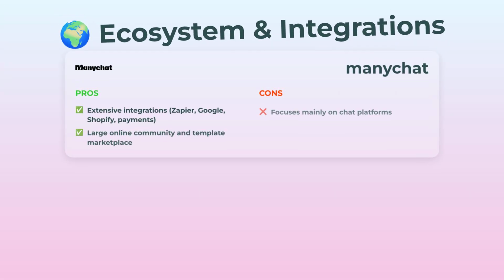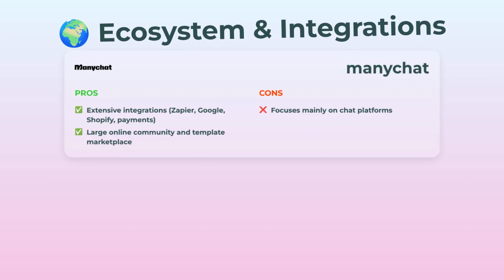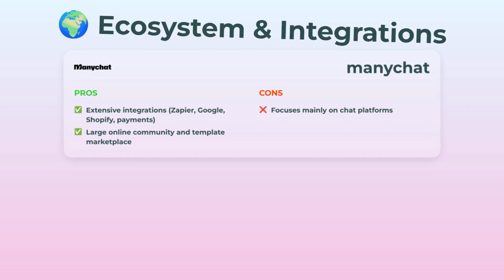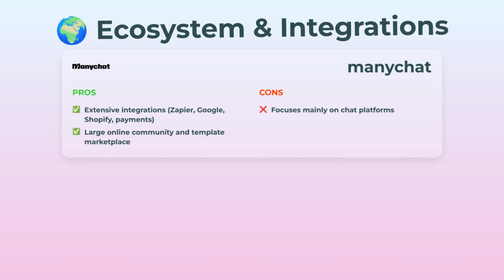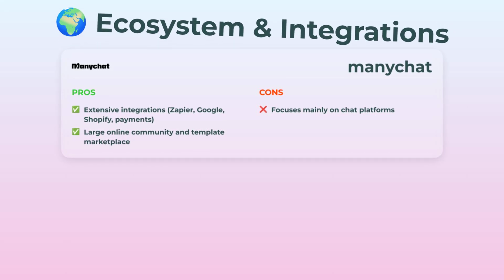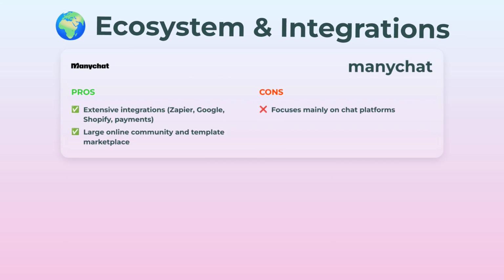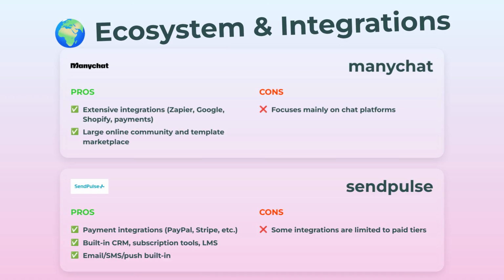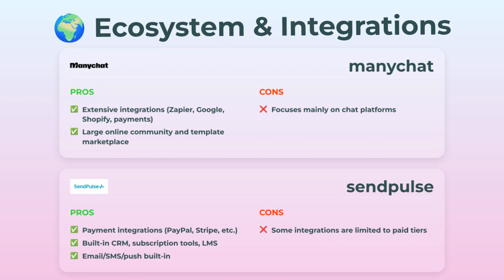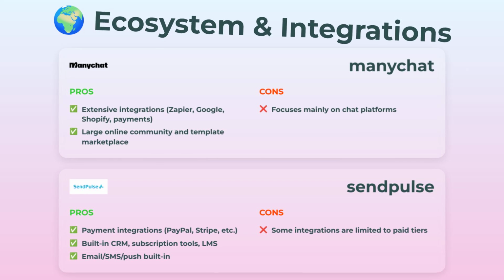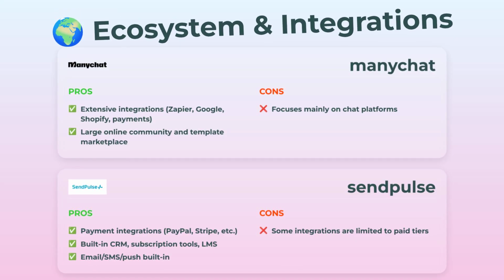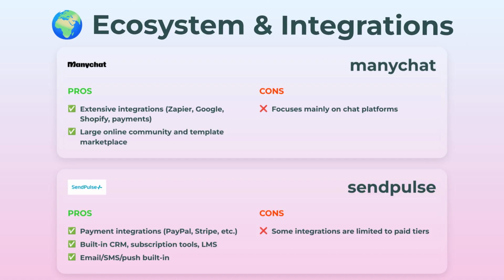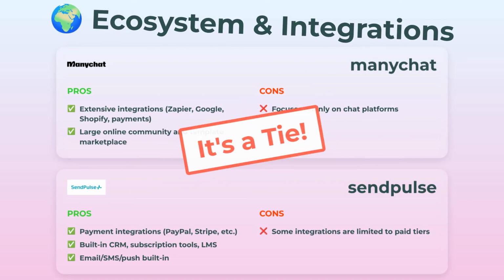Let's talk about integrations. ManyChat does a solid job. Zapier, Google, Shopify, payments, you name it. Big community, lots of templates. Feels like you're never stuck for options as long as you're in the chat world. SendPulse, though, moves beyond just chat. You get PayPal, Stripe, built-in CRM, LMS, email, SMS, push, almost everything you need for full campaigns. Only thing, you might find some integrations locked behind higher-tier plans. So, in terms of reach, both kinda win. One's broad with marketing channels, the other's deep in chat. I'm calling this category a tie.